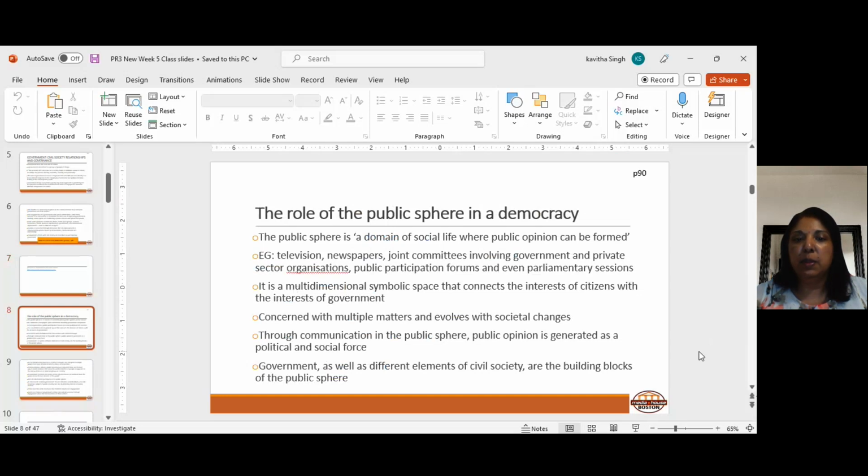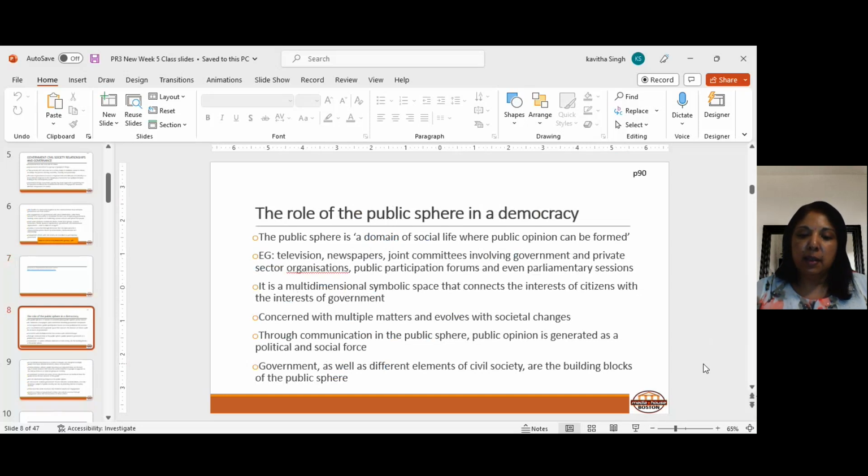So when you look at television, newspapers, joint communities involving government and private sector organizations, public participation forums, and even parliamentary sessions, if you look at parliamentary sessions and the State of the Nation address, when it was COVID-19, the State of the Nation address was done virtually. What happened in this year's State of the Nation address? We had political party interference in terms of voicing their opinions of certain things that they were not happy with. It is a multi-dimensional symbolic space that connects the interests of citizens with the interests of government. It's concerned with multiple matters and evolves with societal change.